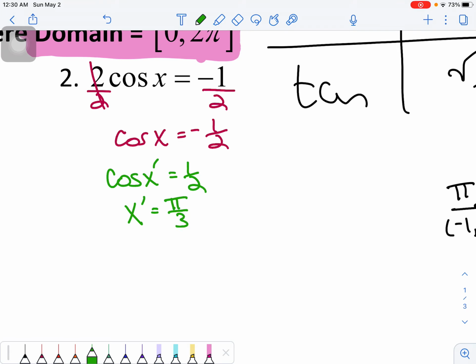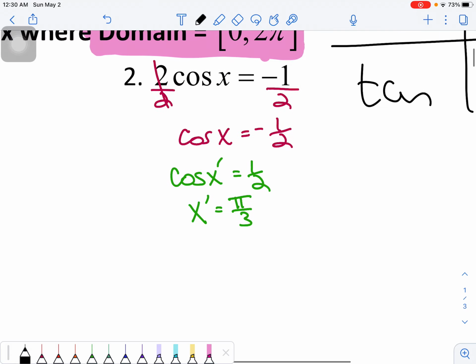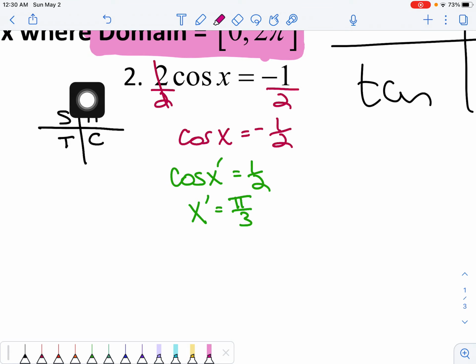So now that I know that I'm dealing with pi over 3, again, I'm a visual person, so this is where my little ASTC chart comes in handy. ASTC. And where is cosine? Remember, cosine here is negative. Well, it's the same place it was last time. So quadrant 2 and 3. But the angles are going to be a little bit different this time.